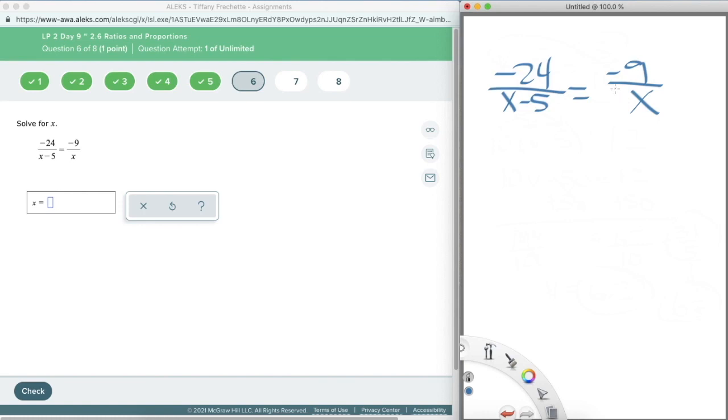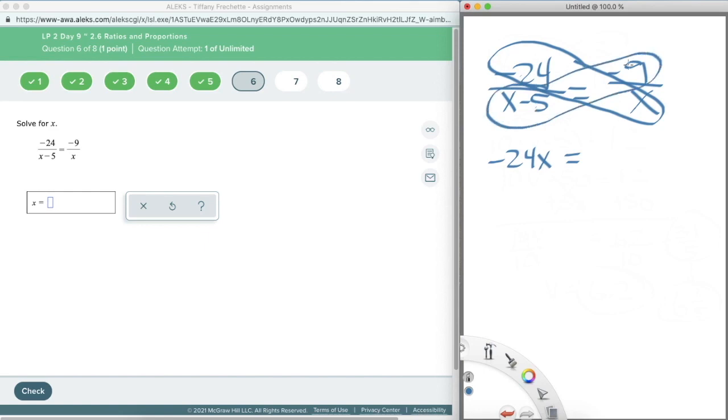All right, so we're still going to cross multiply. That's the first thing we do. As soon as we see a fraction equaling a fraction, we cross multiply. So negative 24 times x, well, that's just negative 24x, equals, and we have x minus 5 times negative 9. Remember, it's not just 5 times 9, or negative 9. This negative 9 is times the whole thing.